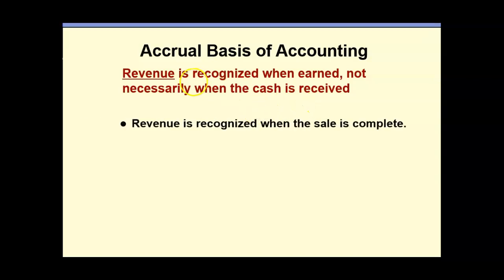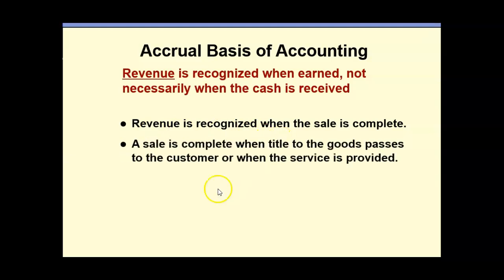So you ask yourself, how does a person earn revenue? You can earn revenue from the actual sale of a product, so record revenue when the sale is complete. Or you can earn revenue from the performance of an actual service. So under the accrual basis, we recognize revenue upon completion of the earning process.